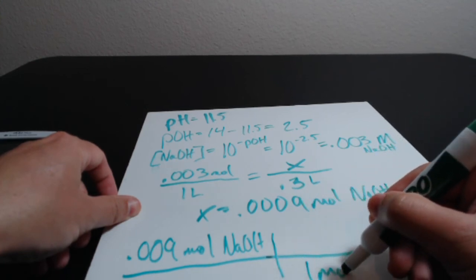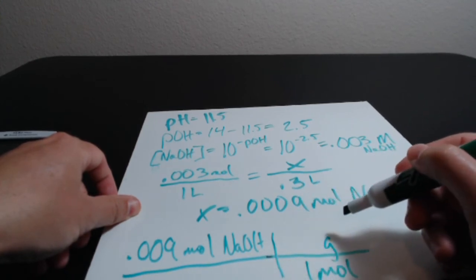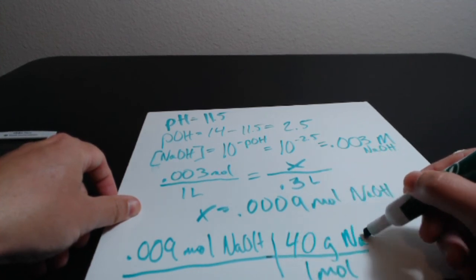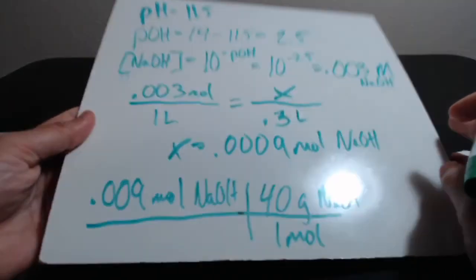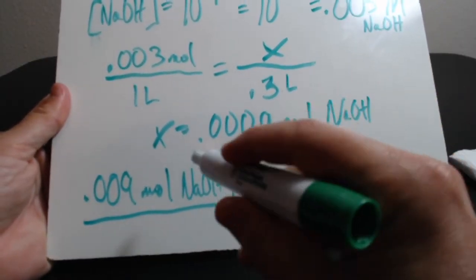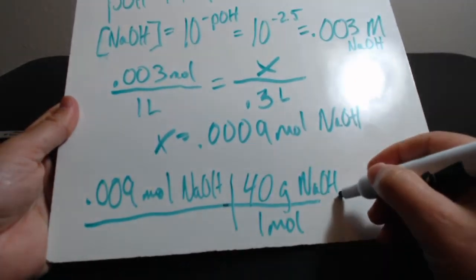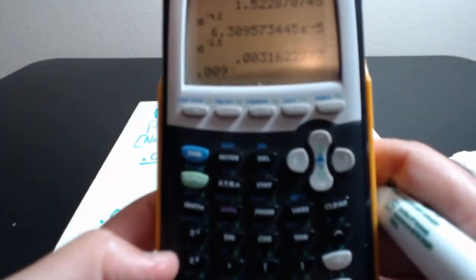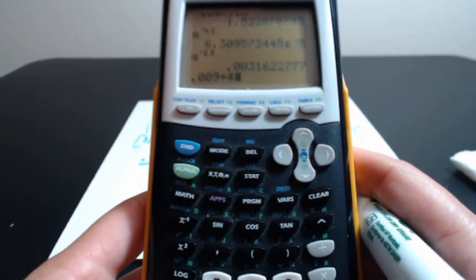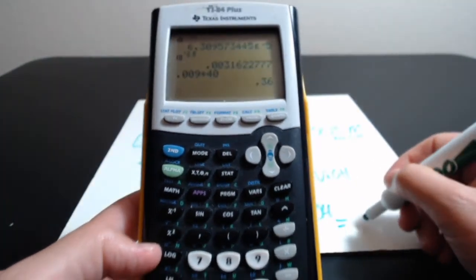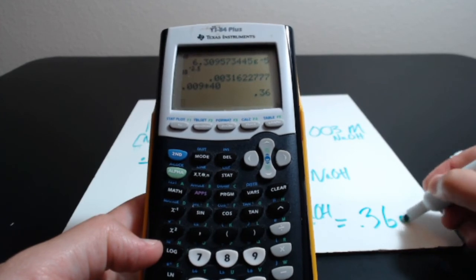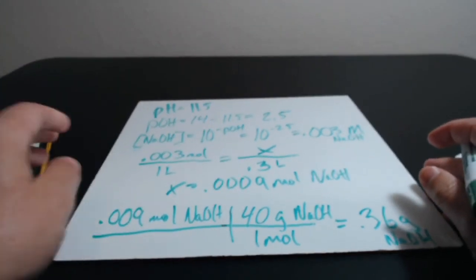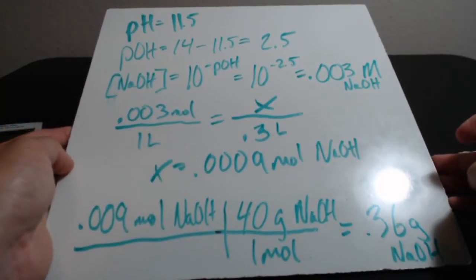Converting it to grams. So molar mass of NaOH is 40, I believe. It is 40. 40 grams per 1 mole NaOH. So the very, very last thing we do, number of moles times the molar mass, will give us our final answer. So 0.0009 times 40, 0.036 grams NaOH. That's it. Super duper simple.